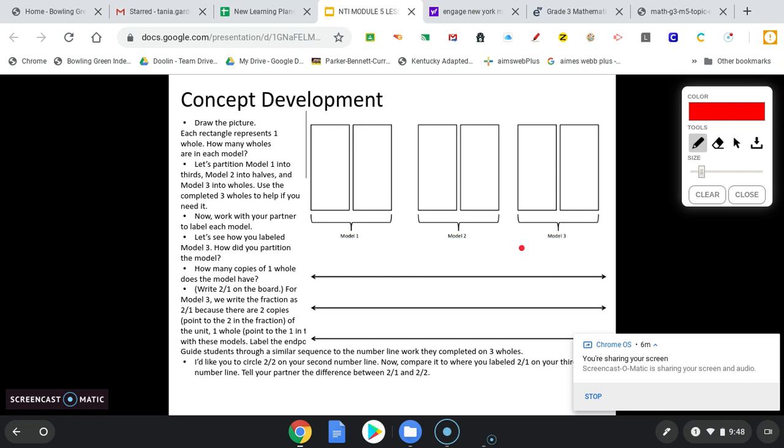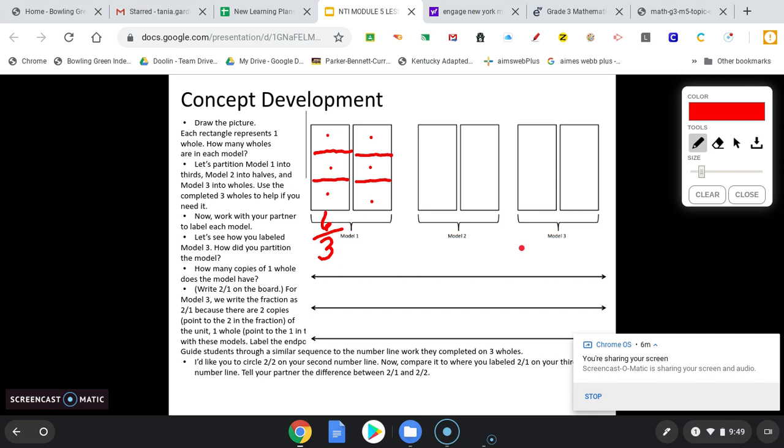So let's partition model 1 into thirds. So I'm going to partition this into thirds, and I'm going to partition over here into thirds. So both rectangles are partitioned into thirds. So how many thirds do I have? Very good. I have 6 thirds because here's 1, 2, 3 is the unit. Fractional unit is thirds. 1, 2, 3, but there are 6 of those thirds.